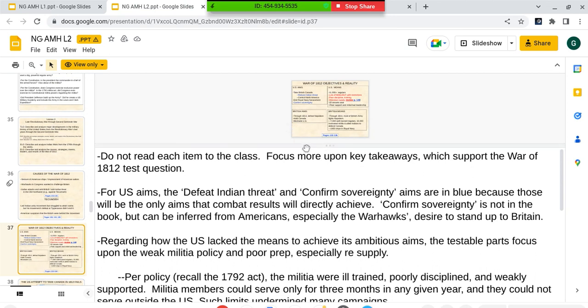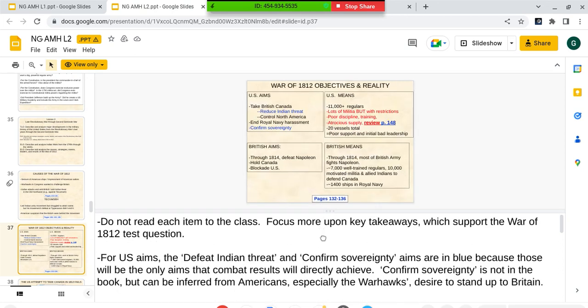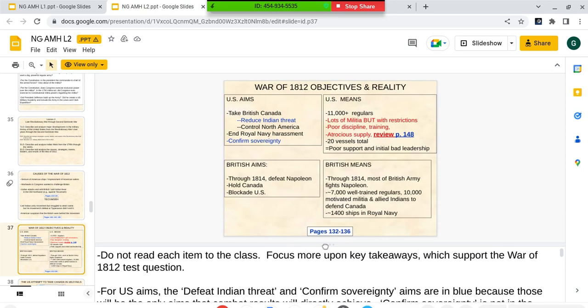Here's a little summary about what was important about what we just read. The objectives and reality for the War of 1812. There was lots of militia, but there were a lot of restrictions on the militia. They couldn't be sent overseas to foreign lands, and they couldn't serve more than 3 months a year. There was also an issue with poor discipline and poor training, and also there was really bad logistics still. They still hadn't mastered the art of logistics, and so there was a bad issue with supply.